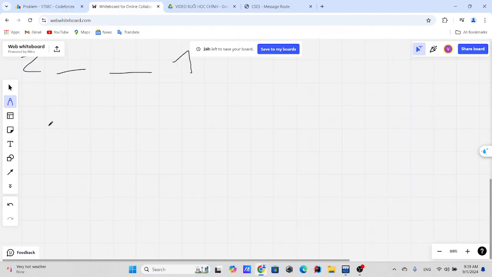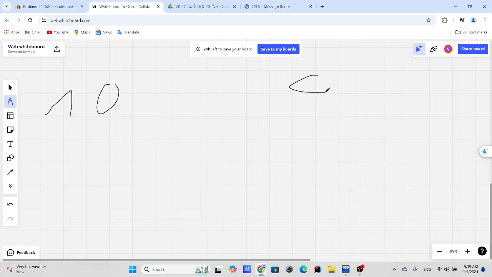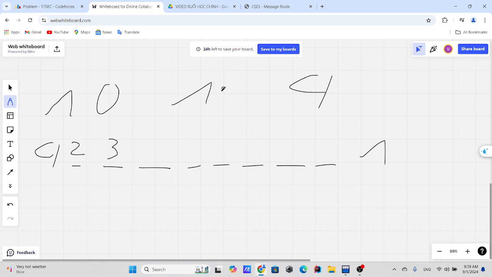Oh, wait a minute. How about 10 4? 10 4 is also pretty strange, right? 4, 5, 6, 7, 8, 9, 10, right? 2, 3, 4, 4. First, we are missing a 10, right? 10 is not divided by 4. How about this? 5, 6, 7.